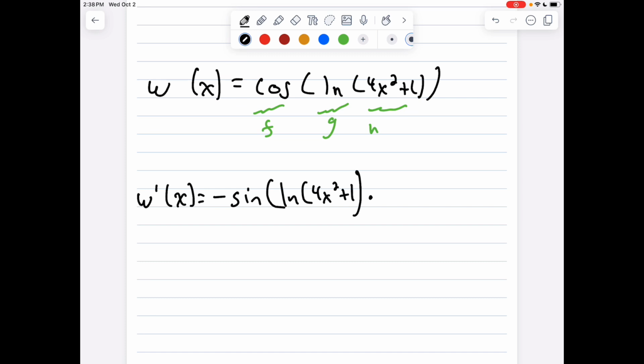Times, now you're going to go to ln. And you're asked, so what's the derivative of ln? Well, it's 1 over x, right? So it'd be 1 over, but not x.